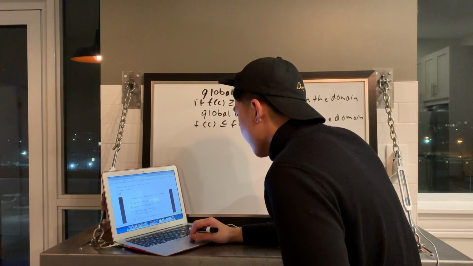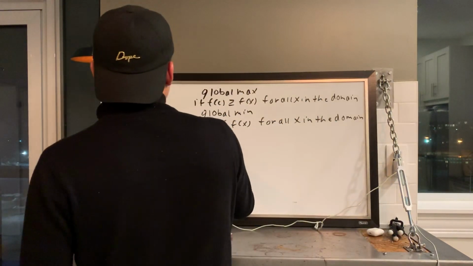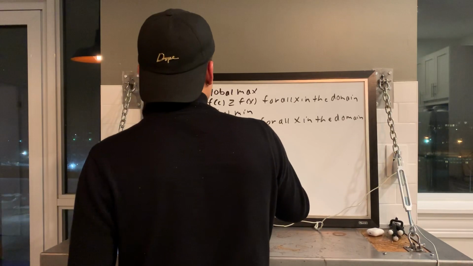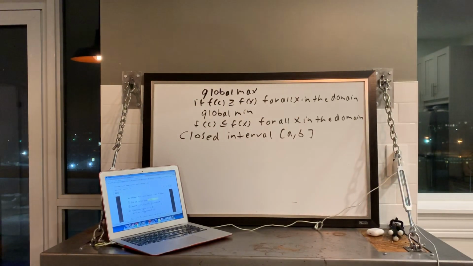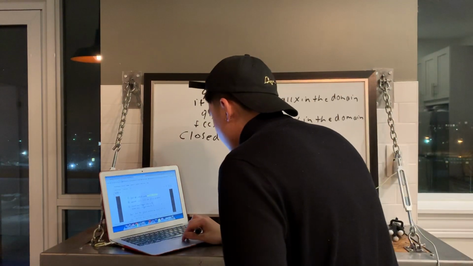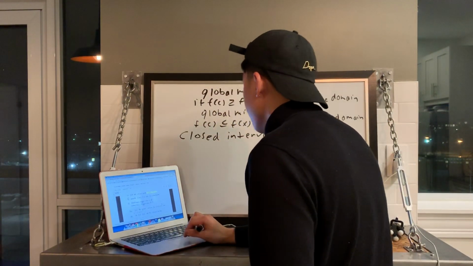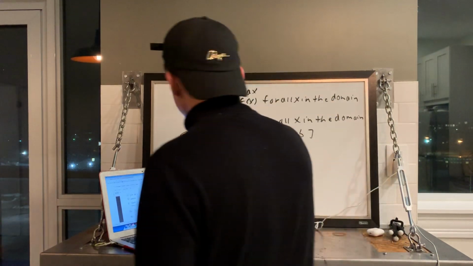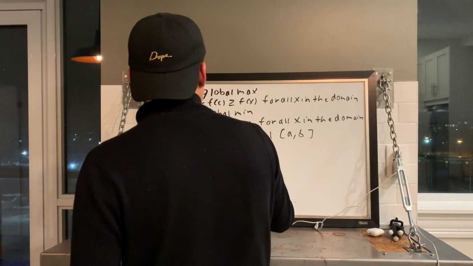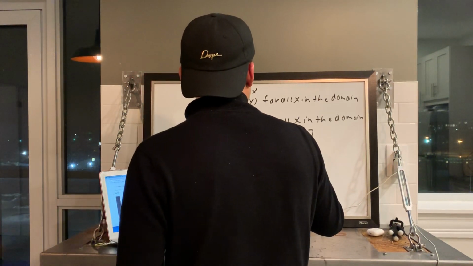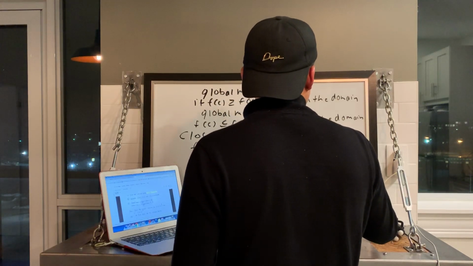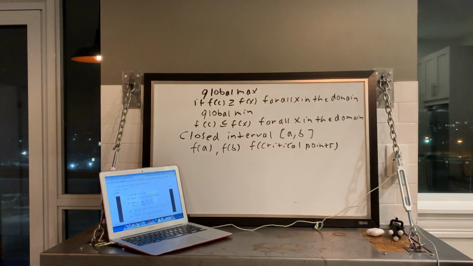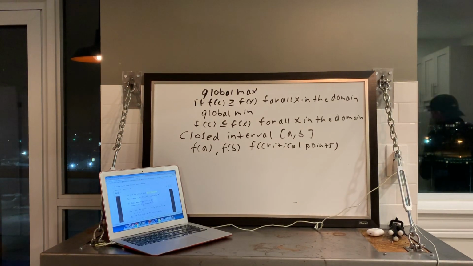So then they draw a graph, but if you have a closed interval, it's called closed because we're using square brackets, the closed interval of a and b. What happens is that we compute f of a and f of b, and then f of the critical points. That's what you do.